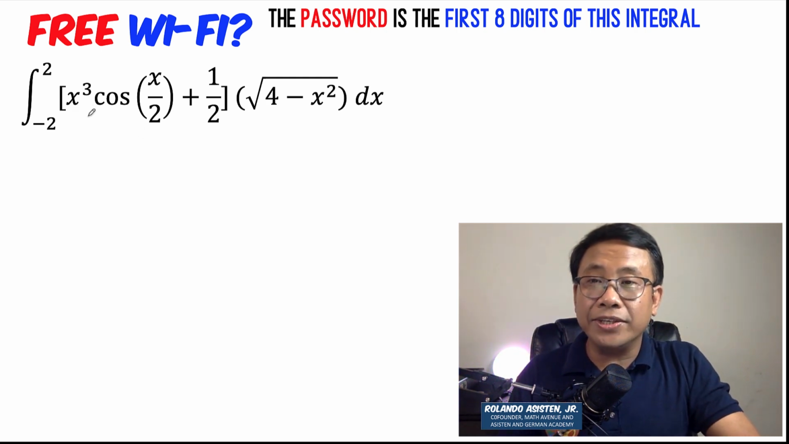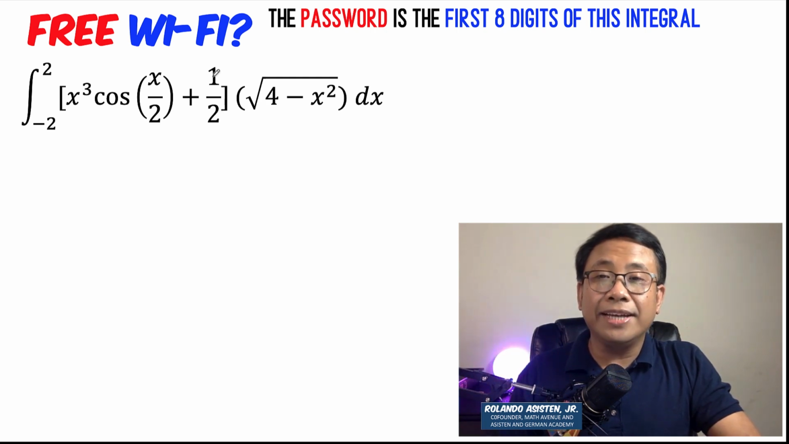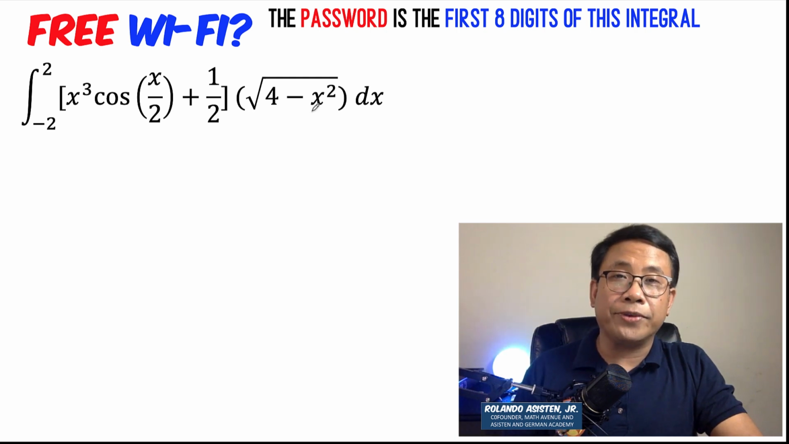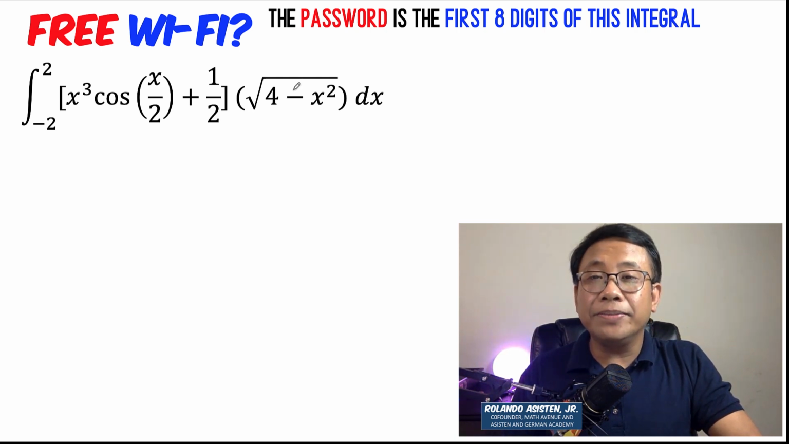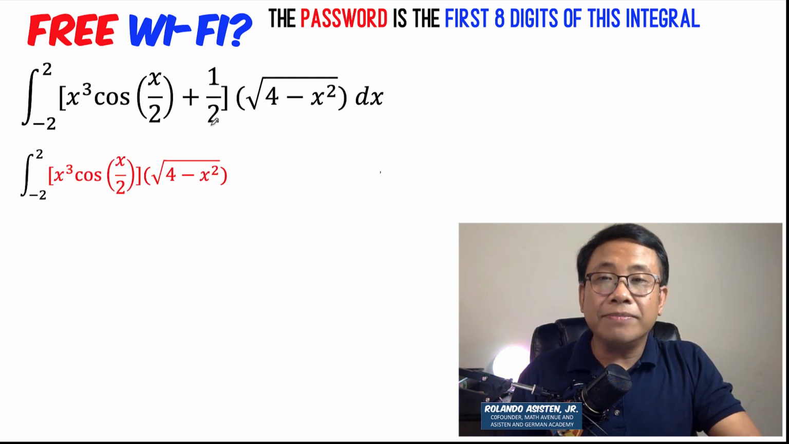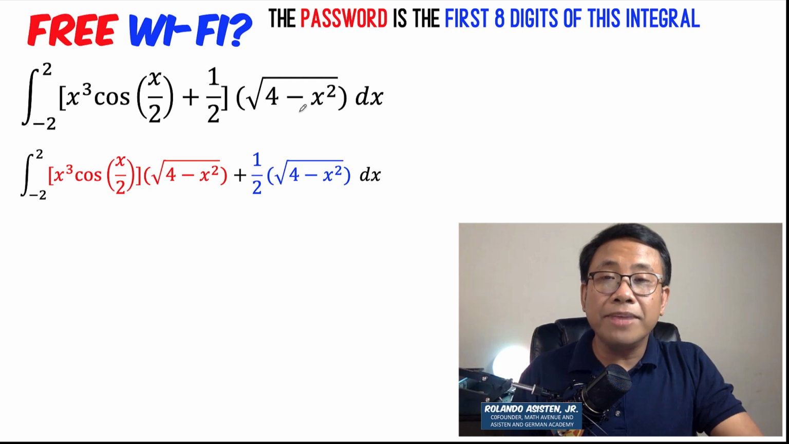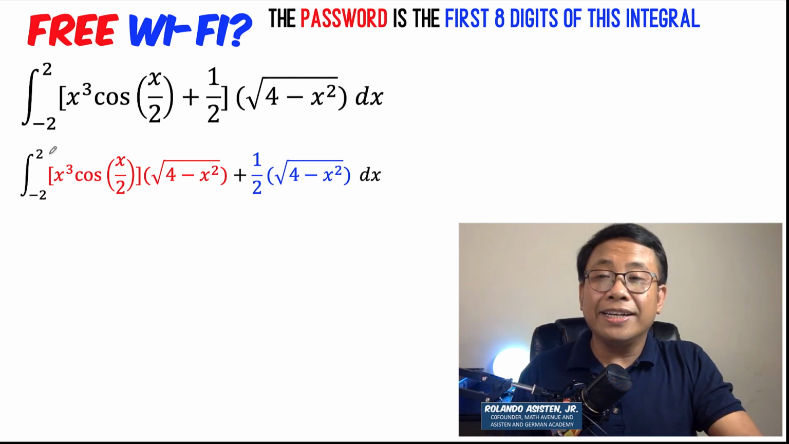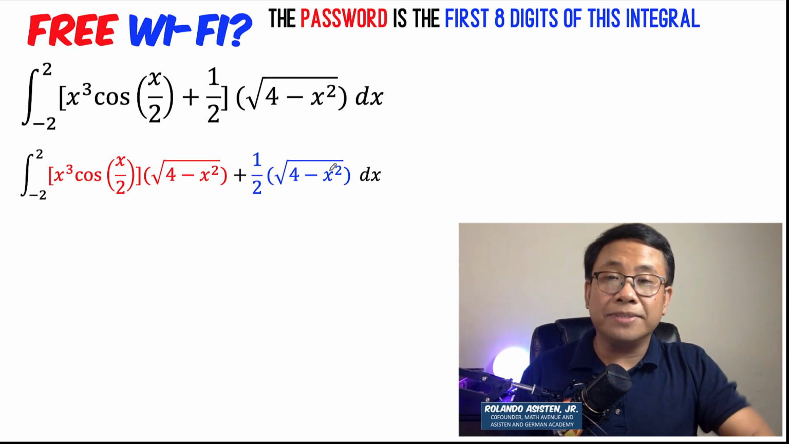We have here x cubed cosine of x over 2 as one term, 1/2 as another term, and that is multiplied by this monomial factor, the square root of 4 minus x squared. So the first thing to do is distribute this monomial to each of the terms of the binomial, and this is what we got. The first term times the monomial factor resulted in this red function. The second term times the same monomial factor. The result is this blue function.